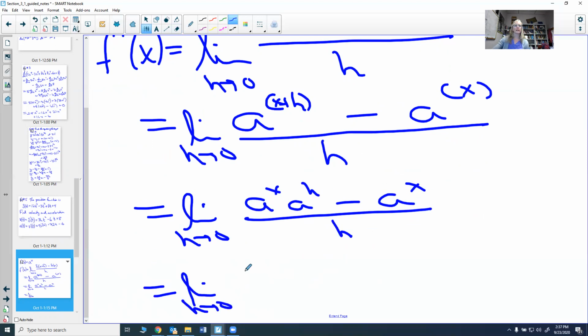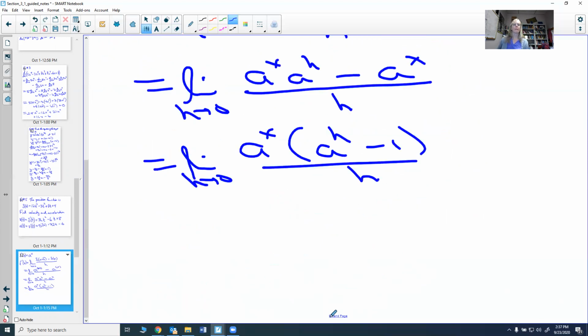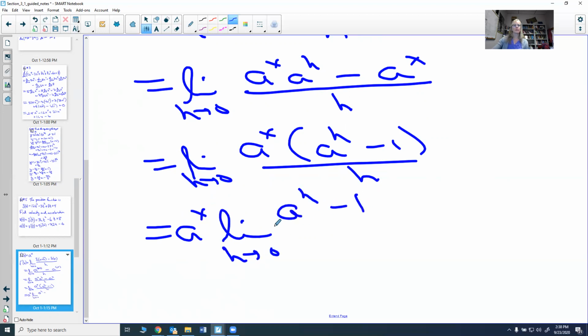Notice both of these have an a to the x in them, so I can pull it out. A to the h minus 1 all over h. That a to the x does not involve the limit, it doesn't involve h at all, so I can pull it out of the limit, because in the limit's mind, it's a constant. So I'm pulling it out. So I have a to the h minus 1 over h, and I want to find that limit as h goes to 0, and that's where I stop.